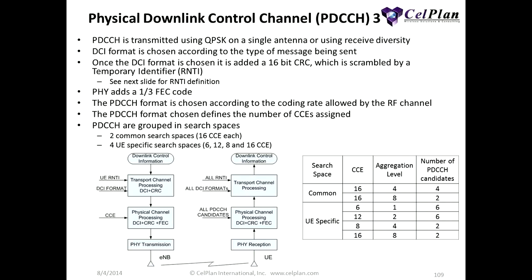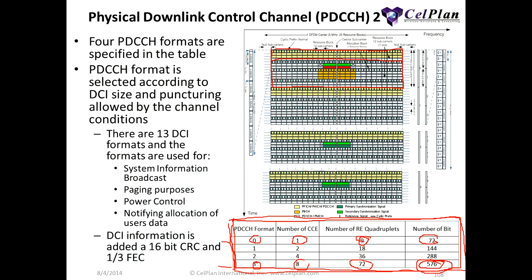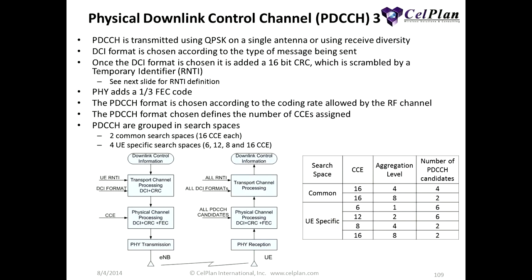Okay. So we have several CCEs. If we have a very large bandwidth, we have many CCEs. What happens is that the UE doesn't know really which format was chosen, 0, 1, 2, or 3. So it has to go to each CCE and test it. Go to the next CCE and test it, and test it and test. So it's what we call blind decoding.